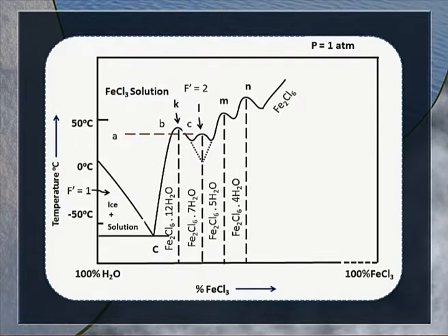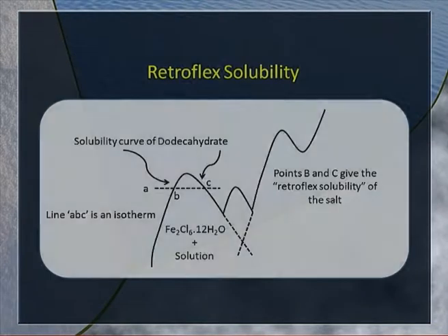The question then arises, for a given salt, how can there be two solubilities at the same temperature? Now, what we try to find out is, is there something wrong? But if you look carefully, we can see that the composition of the solution with which the salt is in equilibrium at B is much different from the composition of the solution corresponding to point C. Therefore, these are the two solubilities of the same substance at the same temperature, but in two different solutions where they differ in their compositions. Such solubilities are called retroflex solubilities.